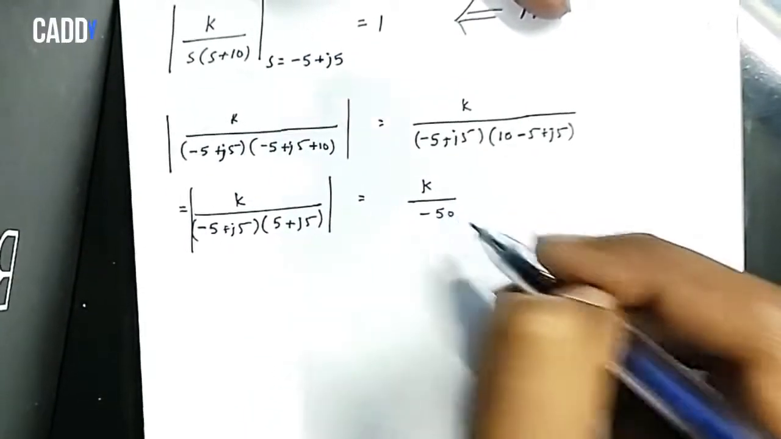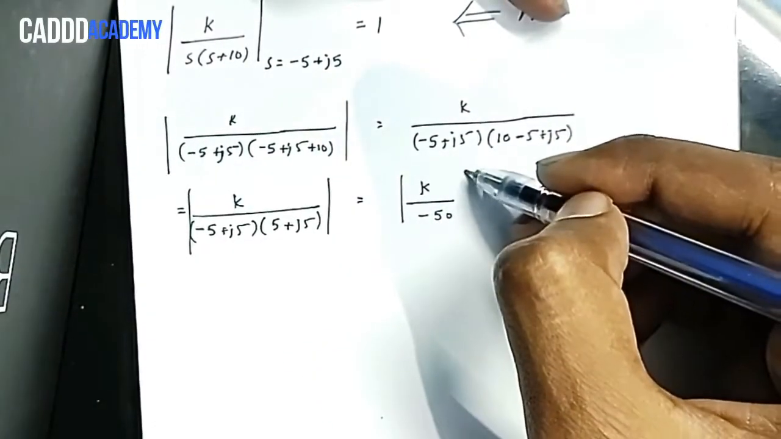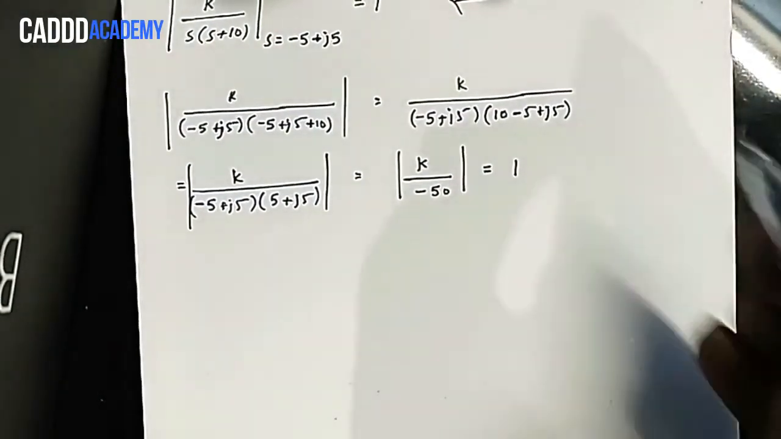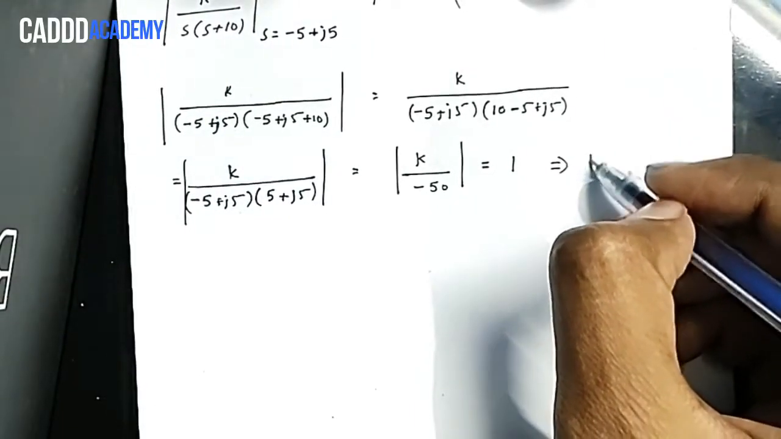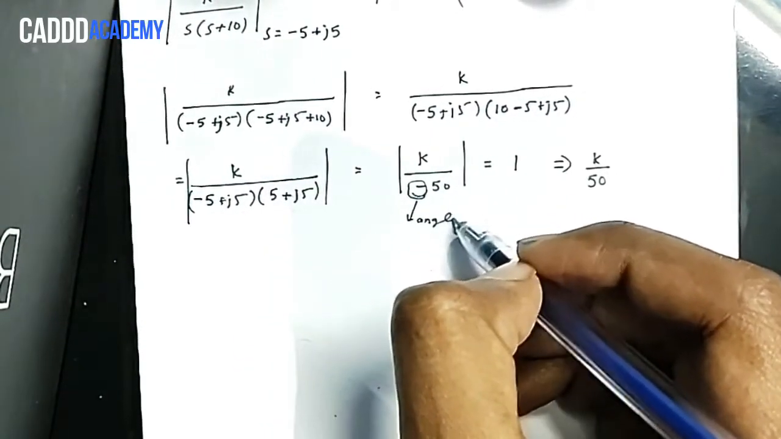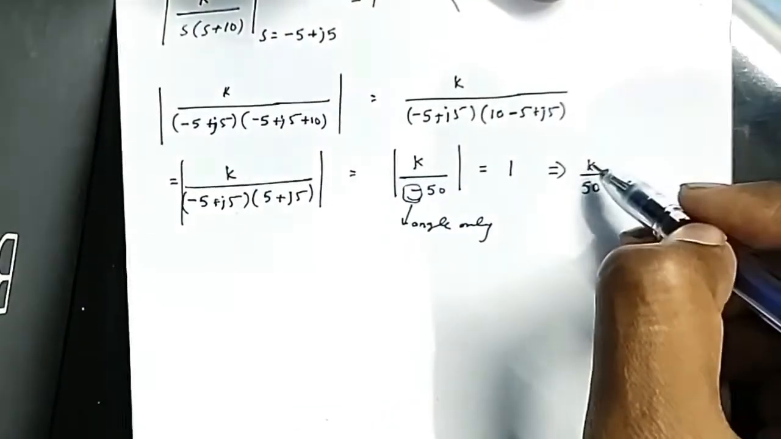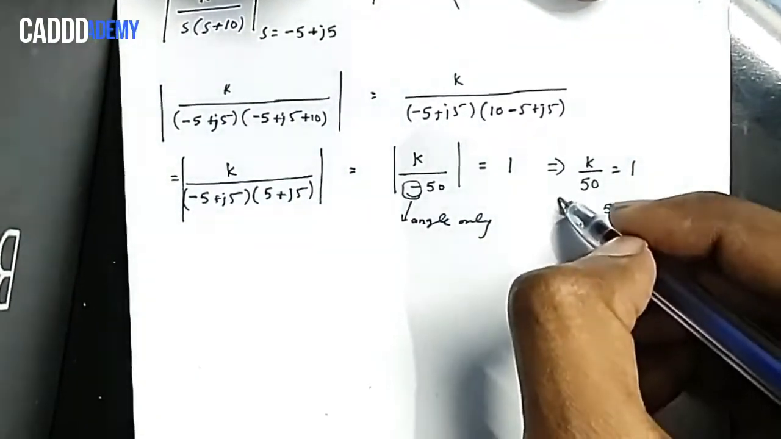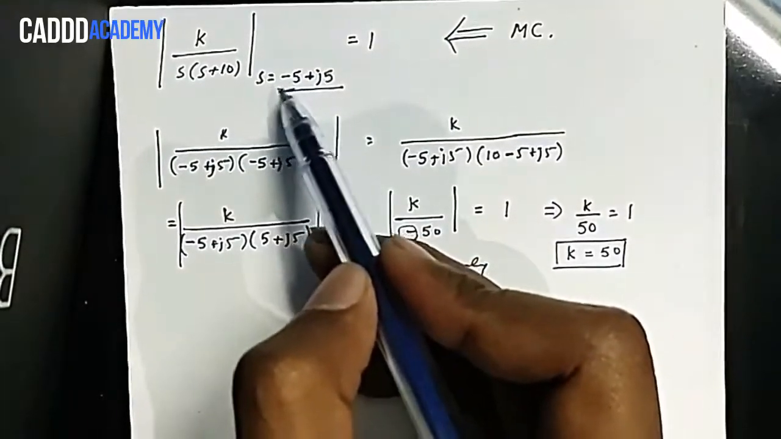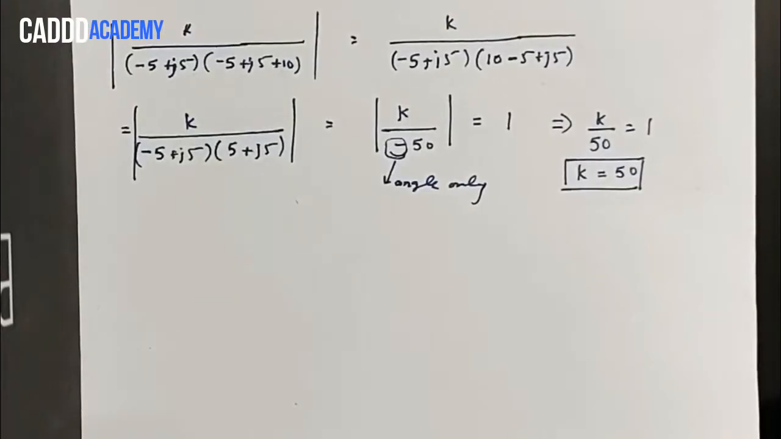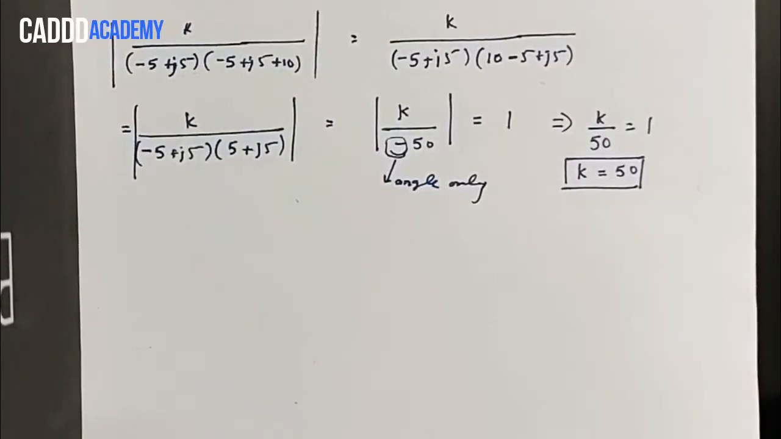When we get the magnitude of this, we will get K by minus 50 as before, and the magnitude of this we have equated to 1 here. So from here we get K by 50, because this minus is contributing to the angle only. The magnitude is just K by 50, which is equal to 1. So from here we got the value of K, which is 50. So at this point the value of the system's gain K is 50.